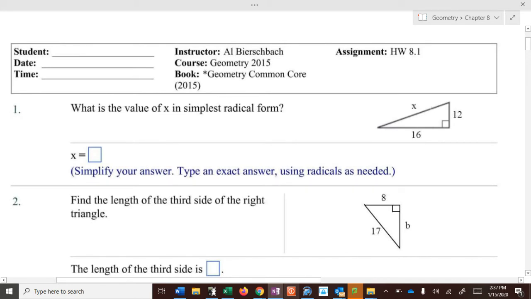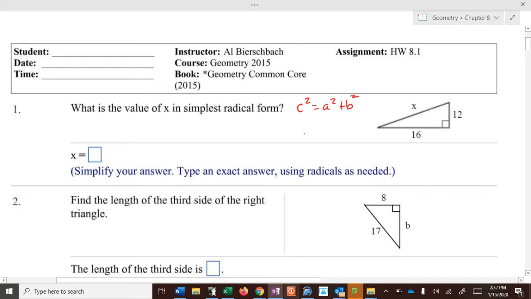All right. What is the value of x in simple radical form? 12, 16, x. Well, back on the previous page, there was a Pythagorean triple to help us with that. But we're not going to look back at it. We're going to actually do the math problem just so we practice at this. So how would we set this up if we know c squared equals a squared plus b squared?